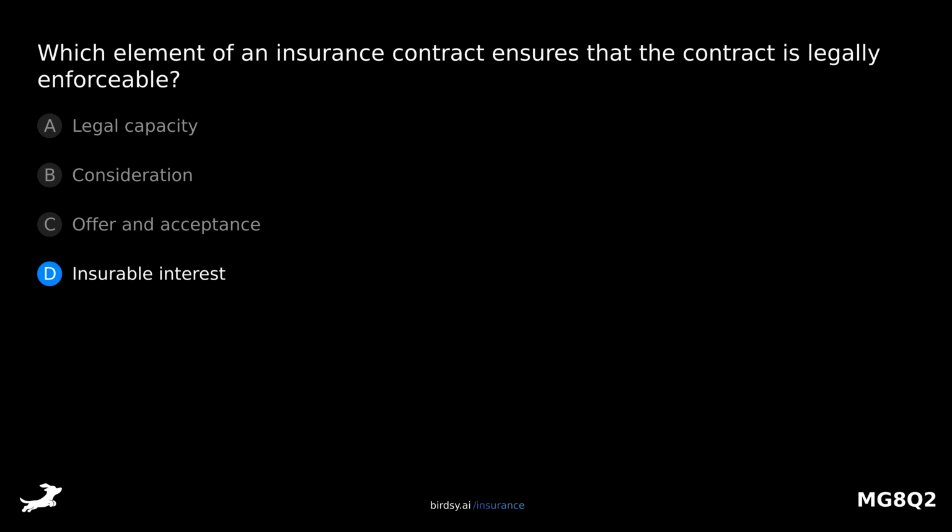Why this question may seem a bit tricky. Legal enforceability requires several elements, but legal capacity is crucial as it ensures parties can enter into a contract.